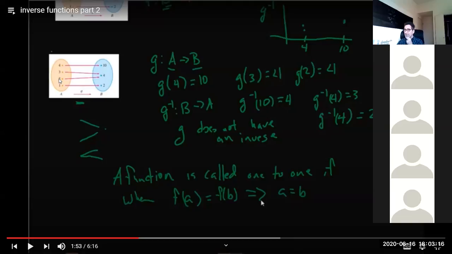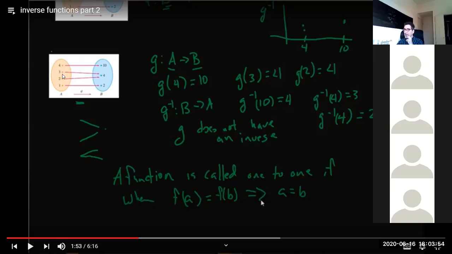Yes. Does that imply that a equals b? Is it true that 3 equals 2? No. Okay, so we found a case where f of a equals f of b, but it's not true that a equals b. Because we found such a case, we can't call this 1 to 1. Does everyone get this definition of 1 to 1? Is that clear?